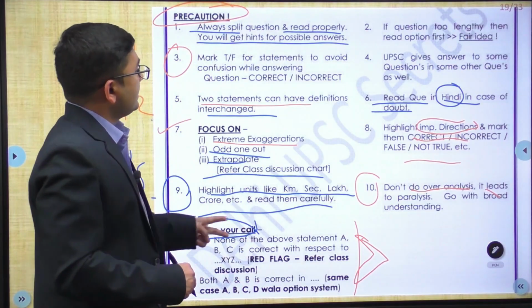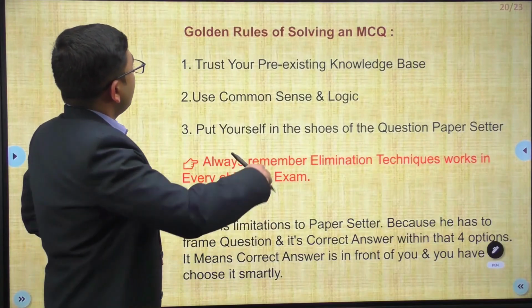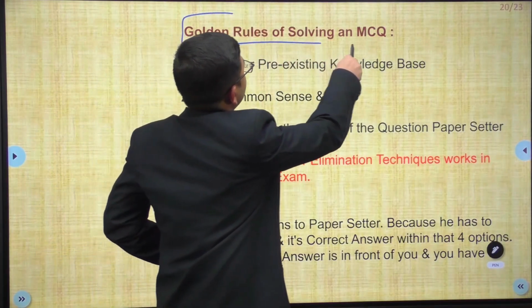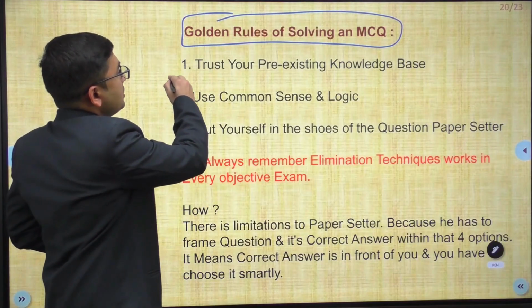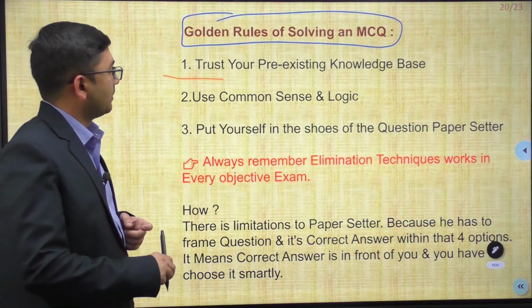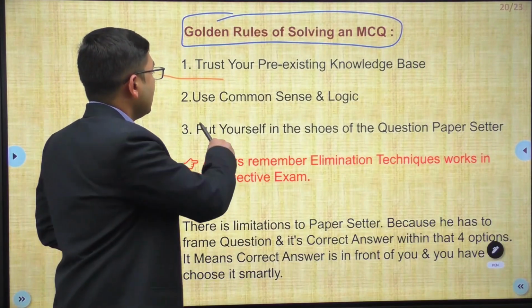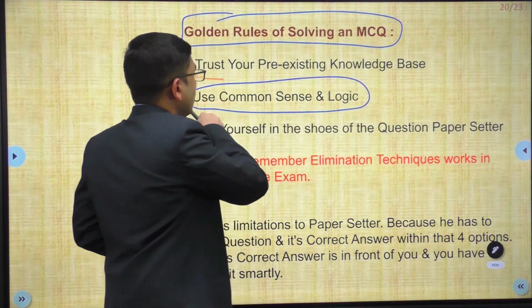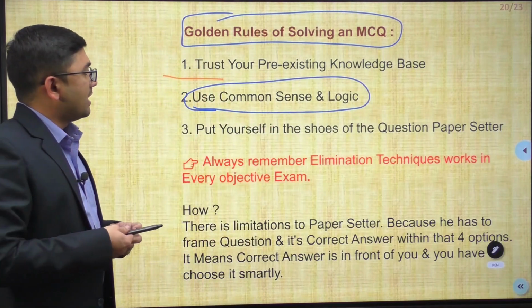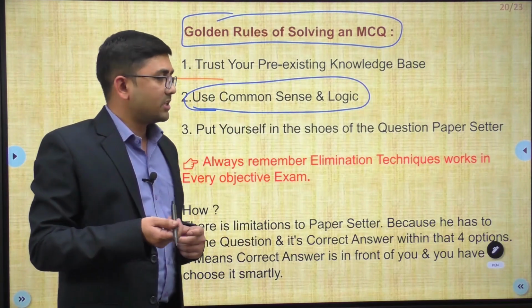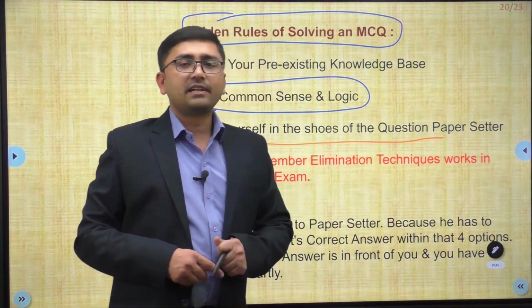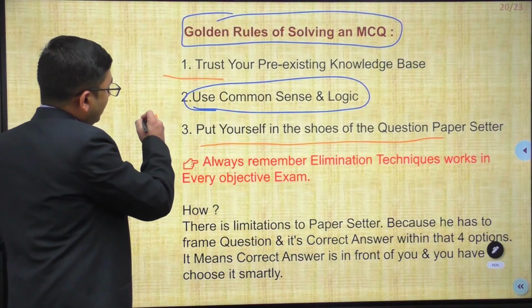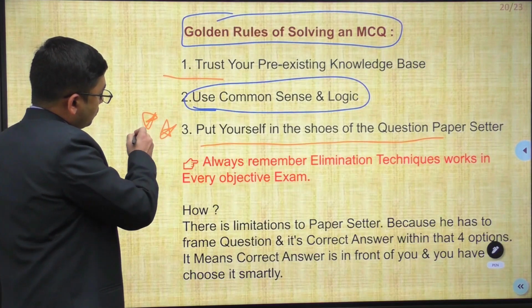So guys, here are some golden rules of solving MCQs. What are those rules, sir? The first rule is to trust your pre-existing knowledge base. Then use common sense and logic. Many times you can solve questions with logic also. Put yourself in the shoes of the question paper setter. It will help you boost your marks.